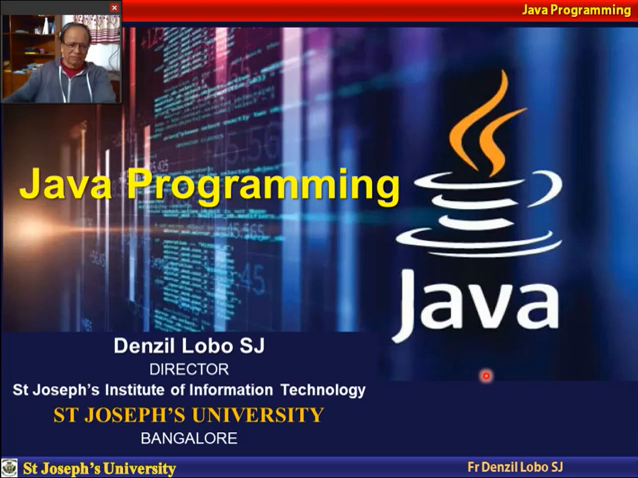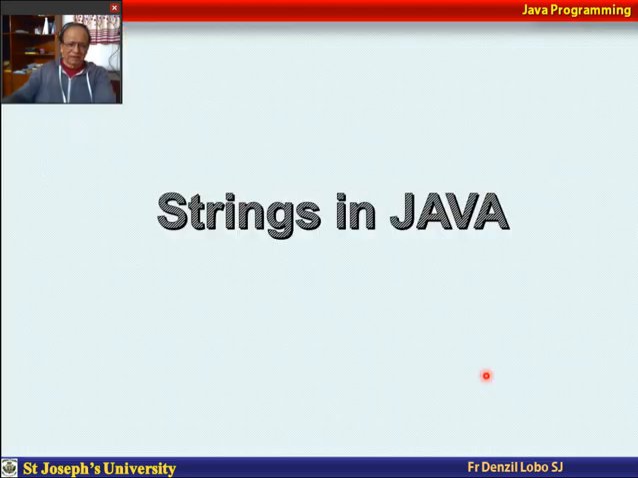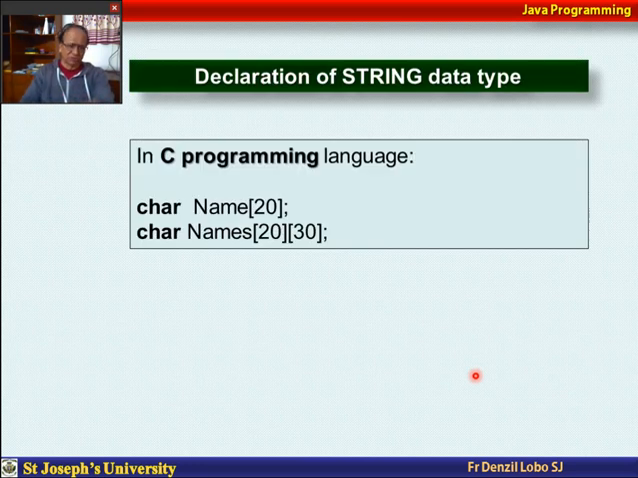Java programming. In this lecture, we shall deal with strings in Java. And as you know, as arrays are objects, even strings are objects in Java. Therefore, there will be a lot of methods which are associated with the string data type.